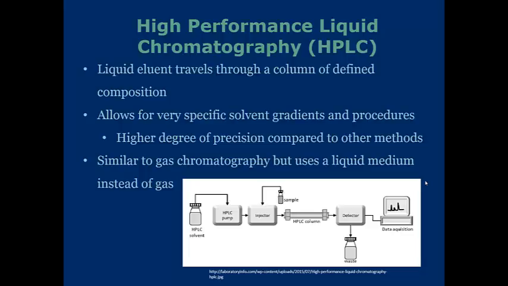In this method, the liquid eluent travels through a column of defined composition. This allows for very specific solvent gradients and procedures, thus leading to a higher degree of precision. Below is an example of this, where one type of solvent is used, but note that you can use multiple different kinds of solvents and have them go in at partitioned specific compositions and rates. This can further enhance your data and make it more precise when you're trying to figure out compositions. Note that this is similar to gas chromatography, but it uses a liquid medium instead of a gas.